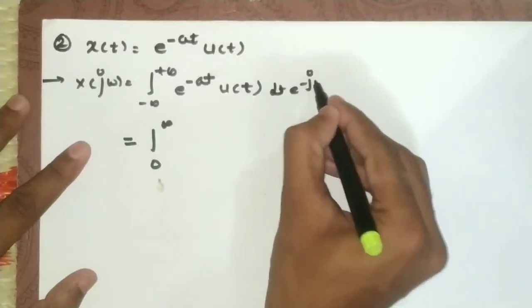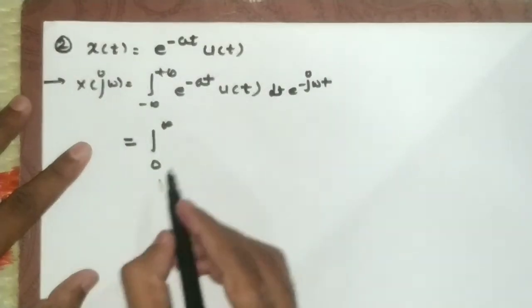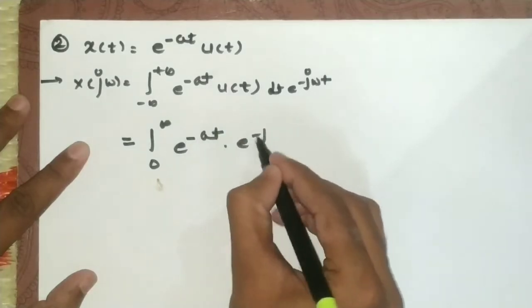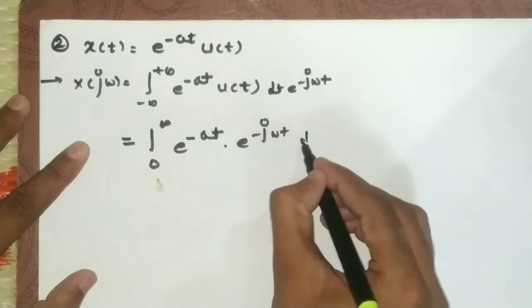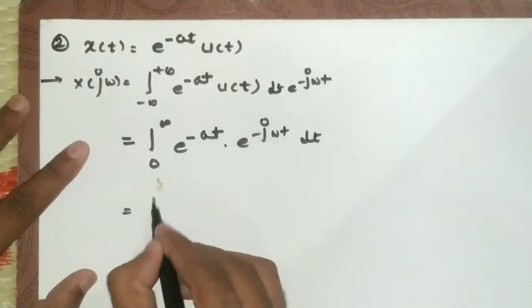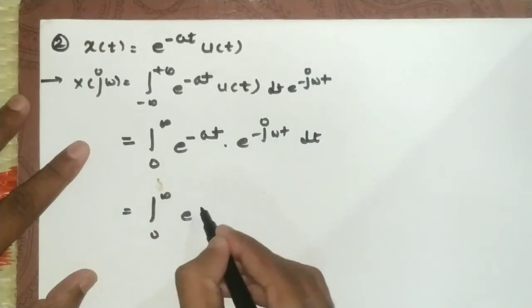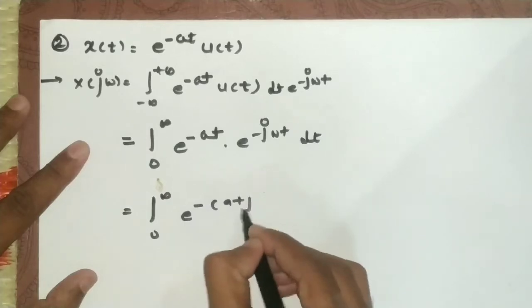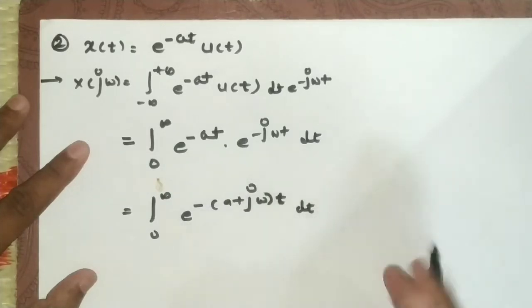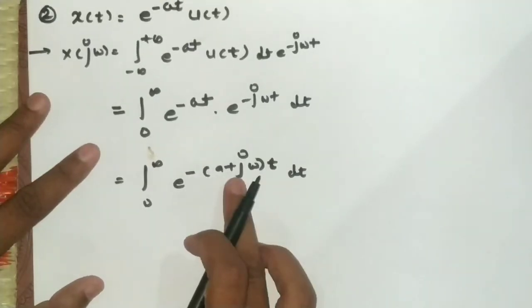This is e raised to minus j omega t. So we are left with e raised to minus a t, e raised to minus j omega t into dt. So the base is the same, I can add the power terms, and we'll get e raised to minus (a plus j omega) t, taking t as common, into dt. Now let us integrate this term.